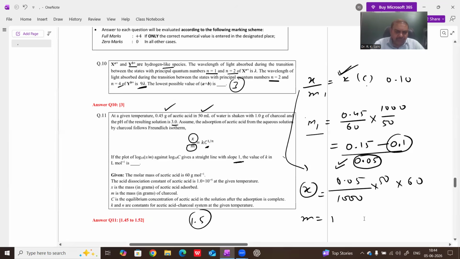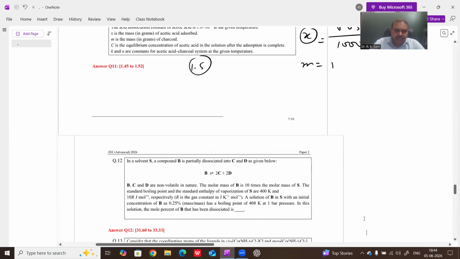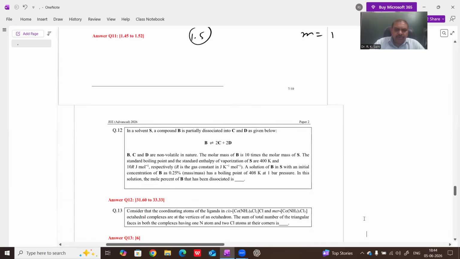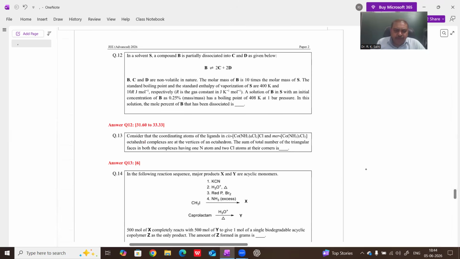Question next. Question number 12. This question is taken from solution, and we find the percentage degree of dissociation of B. We find the mole percent of the B that has been dissociated. Means we find alpha in terms of percentage. And we know that alpha equals i minus 1 upon n minus 1, where n is 4, where n is the sum of the stoichiometry of product.